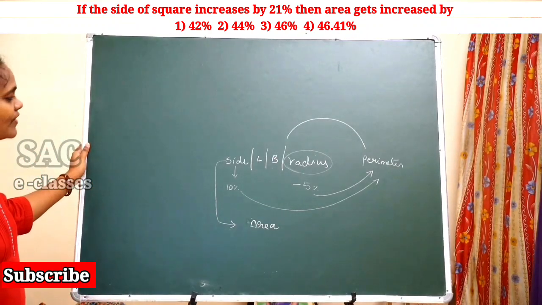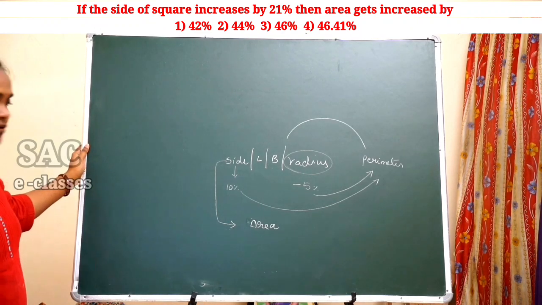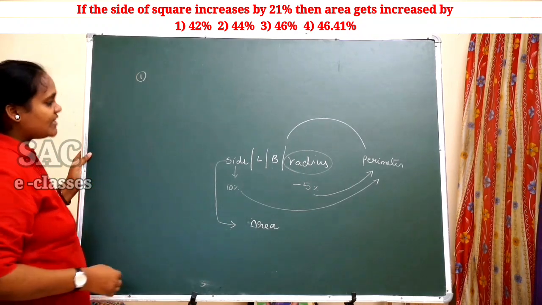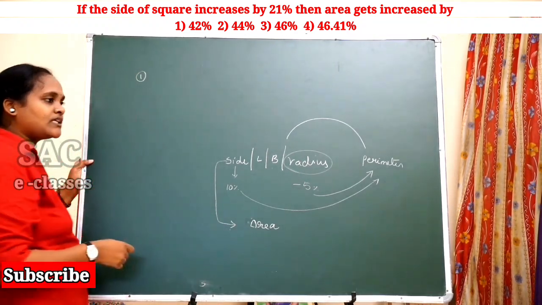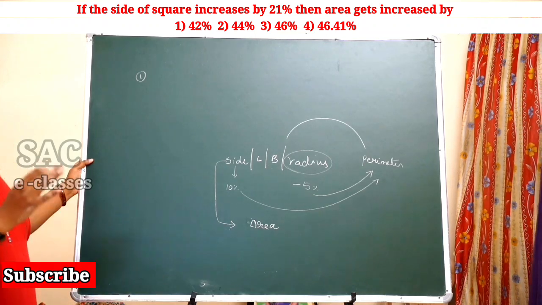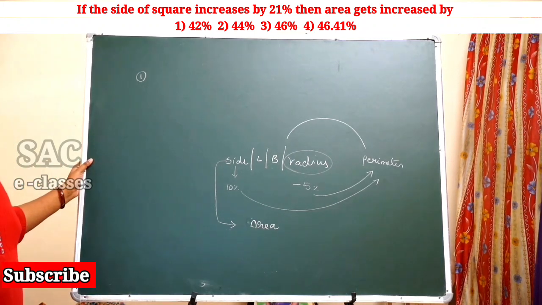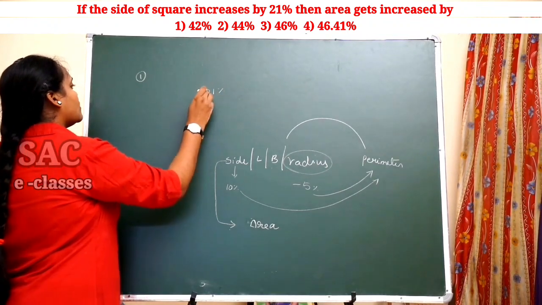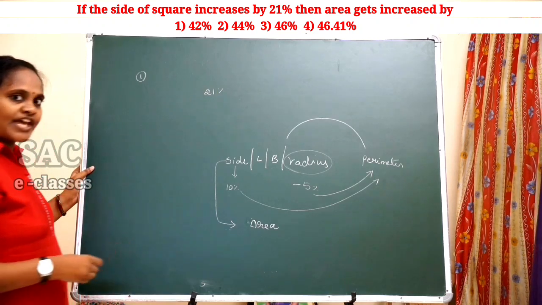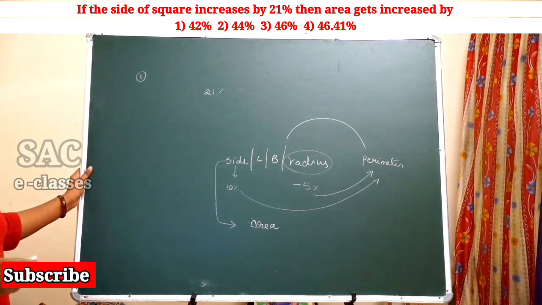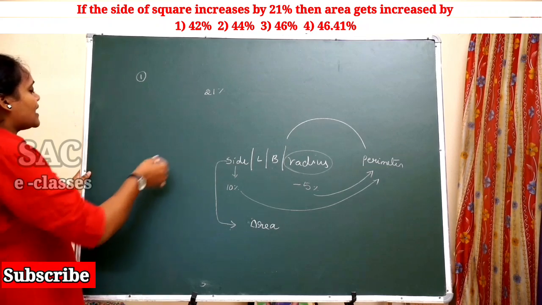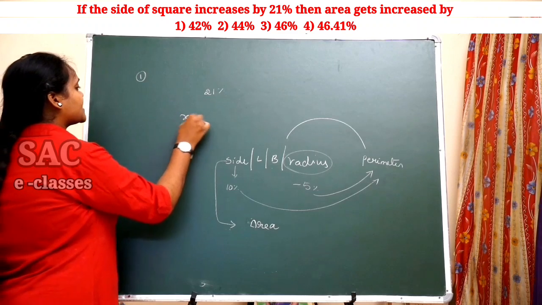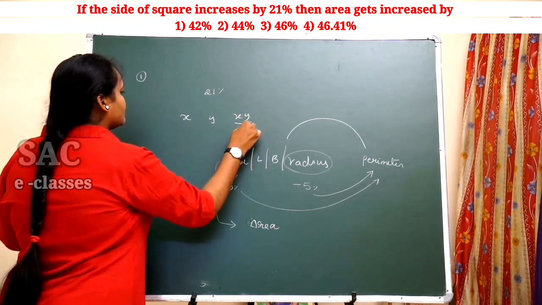In what way does that vary? Let us discuss now. For example, consider this problem. If the side of a square was increased by 21%, what will be the change in the area of the square? Very simple. Let us go for our usual formula of x and y, that is x plus y plus xy by 100.